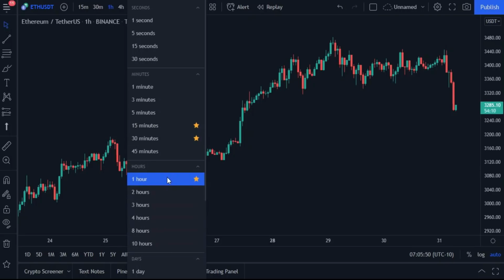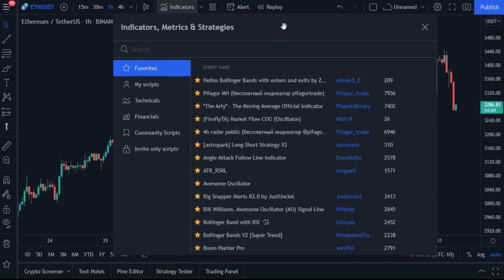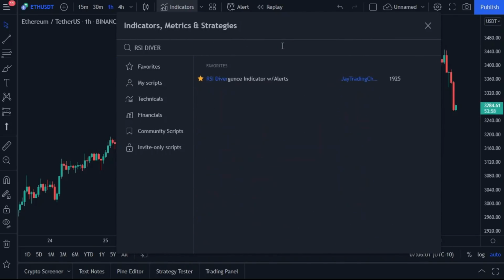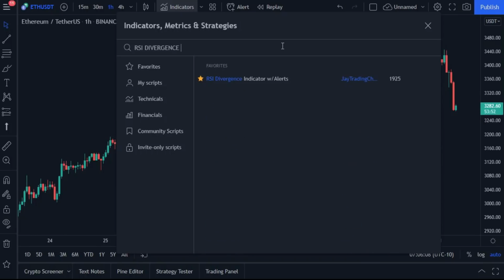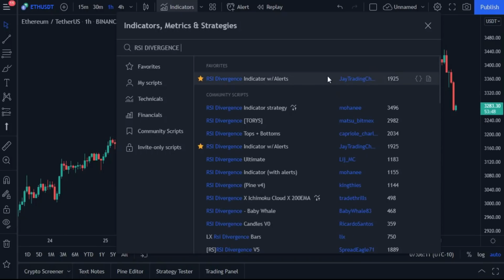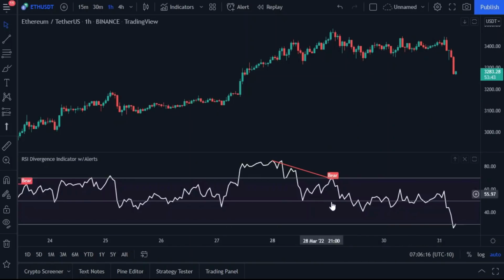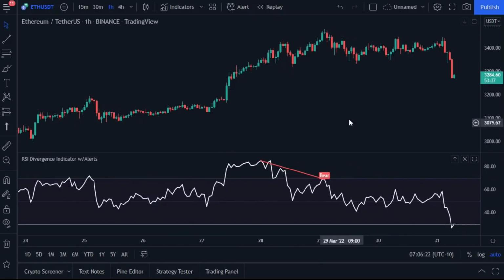But now let's test it on 1 hour frame. This strategy depends on the RSI divergence in the first place, so let's open the indicators box. To determine the divergence manually may be difficult for some, especially for beginners, so search for this indicator and make sure that it was created by J Trading Charts. As you can see here, this indicator simply shows the divergence, so we will not need much to search for it. But what exactly is divergence?